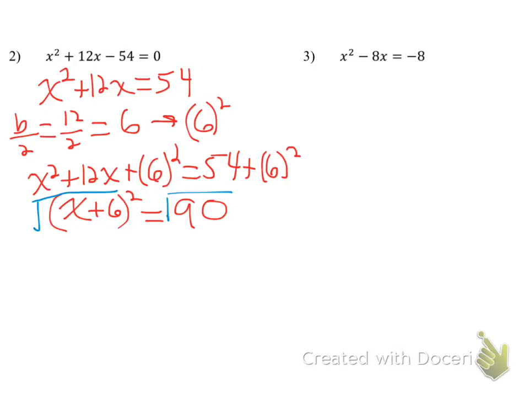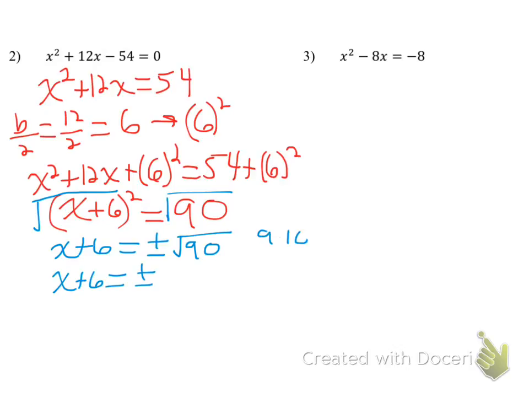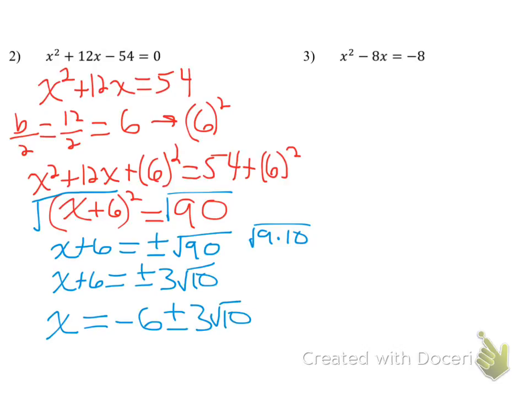Now I can go ahead and take the square root of each side. Now the square root of 90 doesn't come out as nicely as the last one, so we just have to write x plus 6 equals plus or minus. This is the same thing as 9 times 10, and I know the square root of 9 is 3, so 3 square root of 10. Get x by itself, so I'm going to subtract 6 from each side. x equals negative 6 plus or minus 3 square root of 10. And this implies right here that there's 2 answers, and 2 answers are what we need.